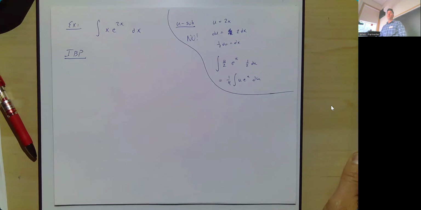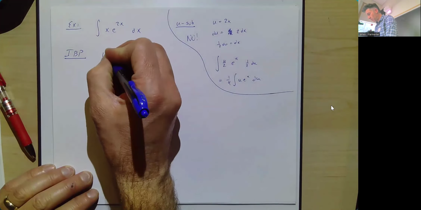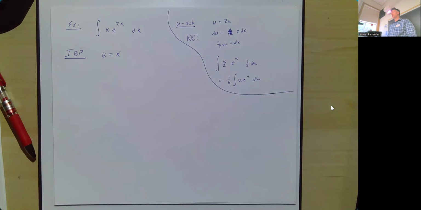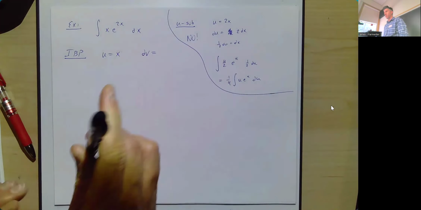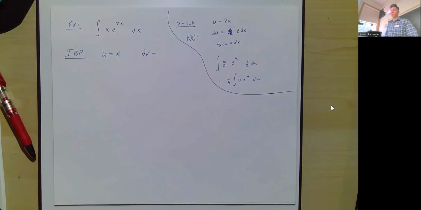Do I have a power of x? Yes, I do. I have x to the first. So we're going to let u equal x. And as soon as you have chosen u, you should immediately write down what dv is equal to. I want all of you to write down what dv is equal to. We have no choice once you've picked u equal to x, or whatever u happens to be.